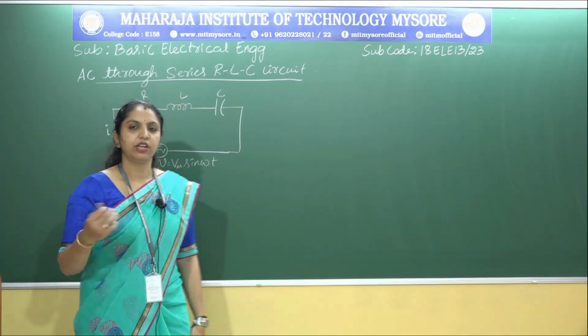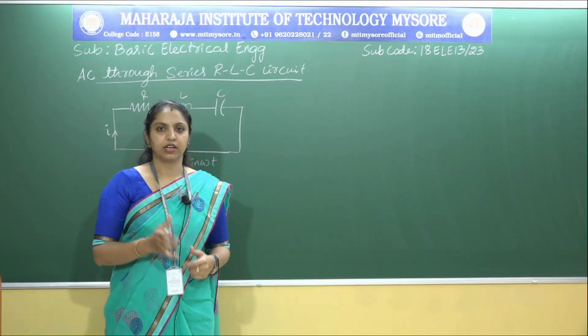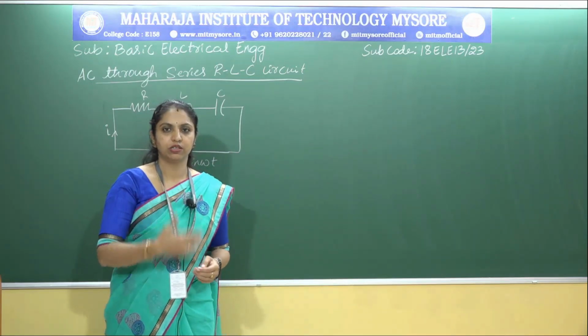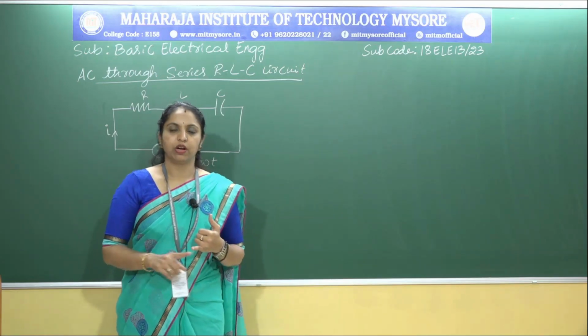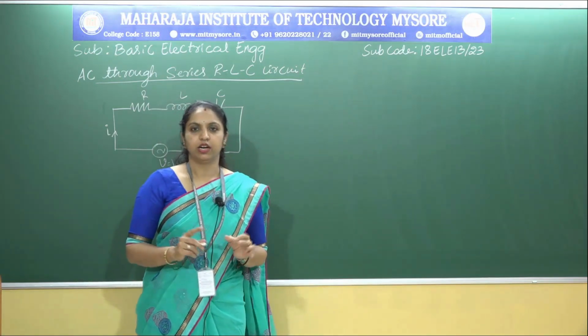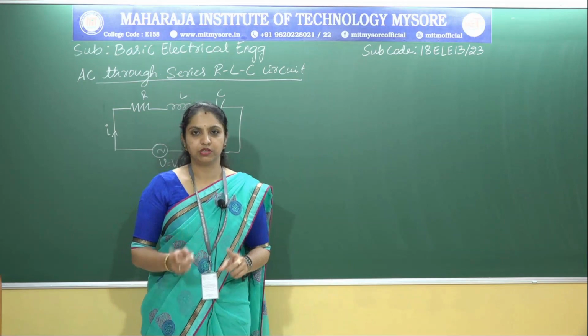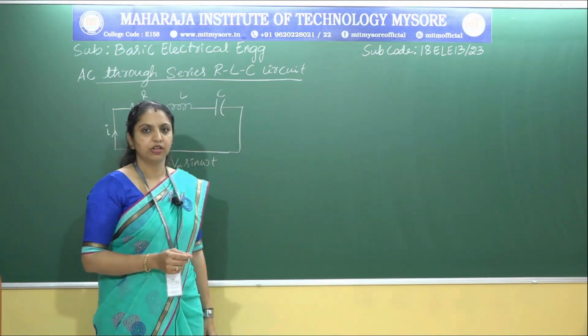As I have already indicated in the first class of this AC circuit, we have got these many circuits, so we have to analyze these many circuits. So pure R, pure L, pure C, and combination of RL, combination of RC, and finally combination of RLC.